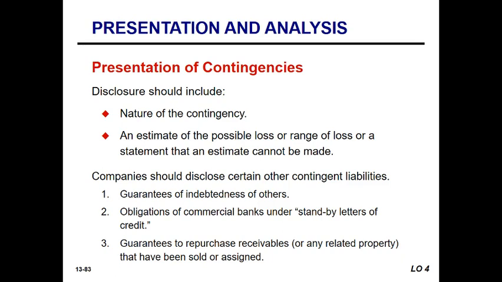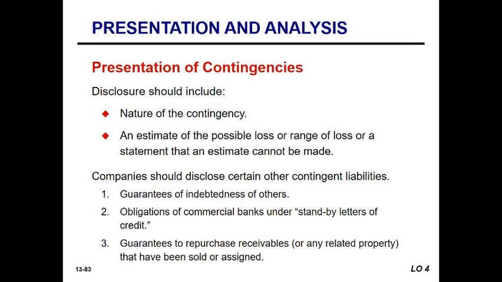This disclosure should include, one, what is the nature of the contingency? Is it an assurance? Is it a warranty? Is it a legal issue? Is it an environmental issue? What is causing it? And then an estimate of what the possible loss, or the range of loss, is going to be.